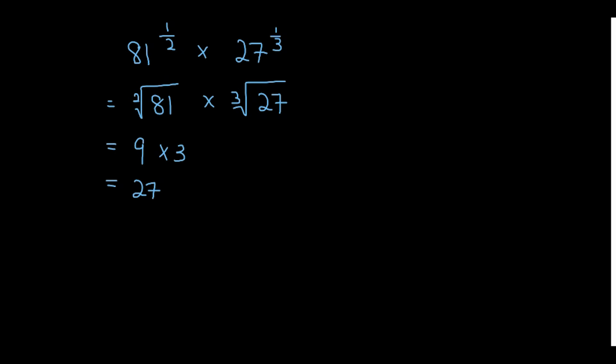Okay, let's try one more. Yeah, so if it's 1/6, it will be the 6th root. If it was 1/7, it would be the 7th root. So it's whatever is the denominator that is indicating to us which root we're taking.